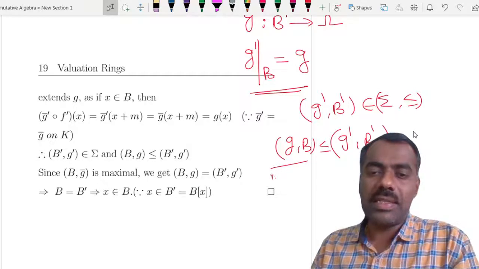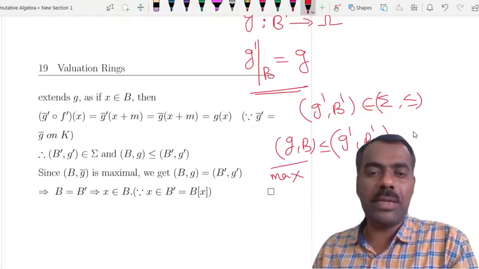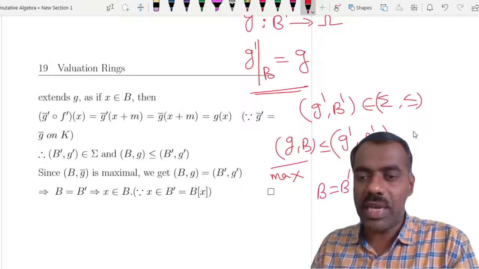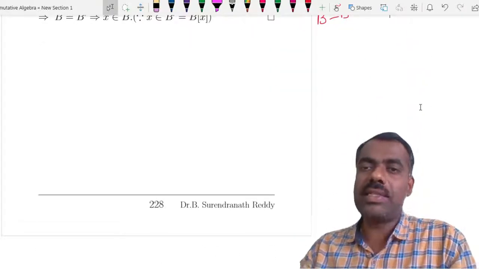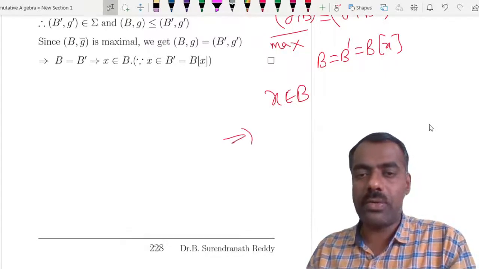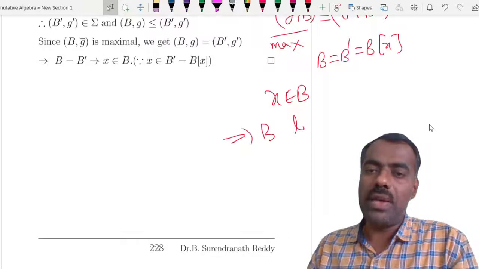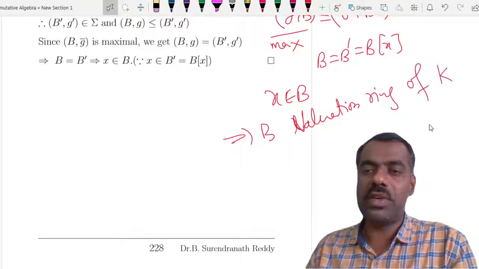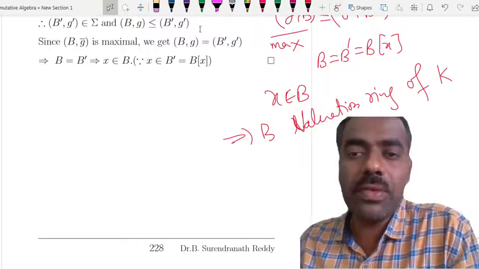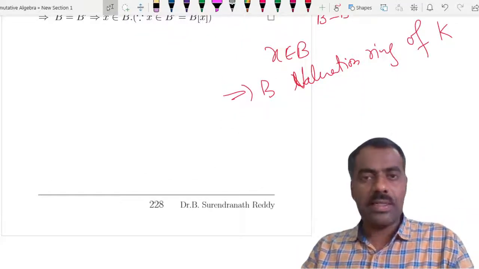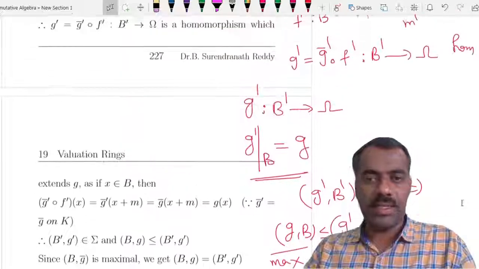But as this is a maximal element, what we can observe here is that B should be equal to B prime, which is the same as B[x], and hence x belongs to B. Therefore B is a valuation ring of K, because we started with a non-zero element x from K and proved that x is in B. Okay, we'll stop here and we'll see other things in the next class.